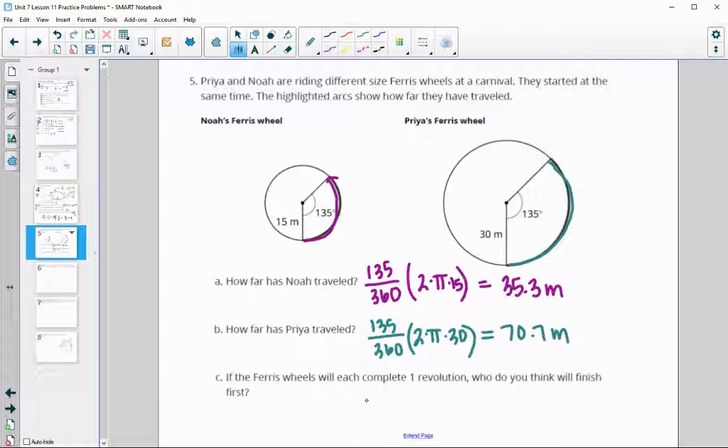So if the Ferris wheels will each complete one revolution, who do you think would finish first? They've traveled this far in the same amount of time, okay, then it would stand to reason that it will continue to turn at the same rate. So when it does one rotation, it should be finishing at the same time, even though one is traveling a much further distance.